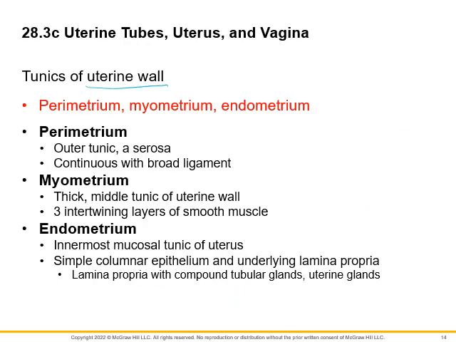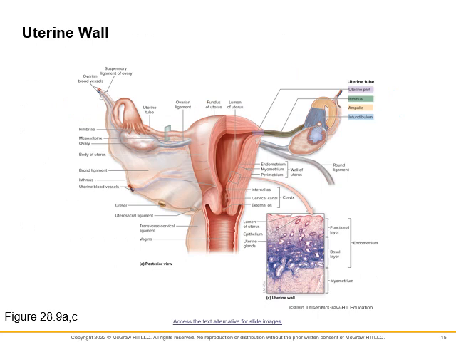We also have layers or tunicas of the uterine wall. I kind of already showed you those, the endometrium, the myometrium, the perimetrium. The endometrium is the lining that is shedding off every month during menstruation. Here you can see again, endometrium, myometrium, perimetrium.